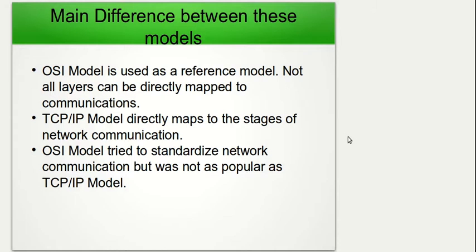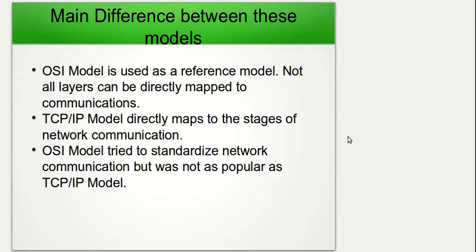And also, each layer of the TCP/IP model maps better to a stage of network communication than the OSI model does. As an example, the OSI model defines a session layer, which is rarely used in real network communication. The session layer says that we establish a session. Well, that's done through the transport layer, it's not done through the session layer itself. And so that's why the TCP/IP model won.